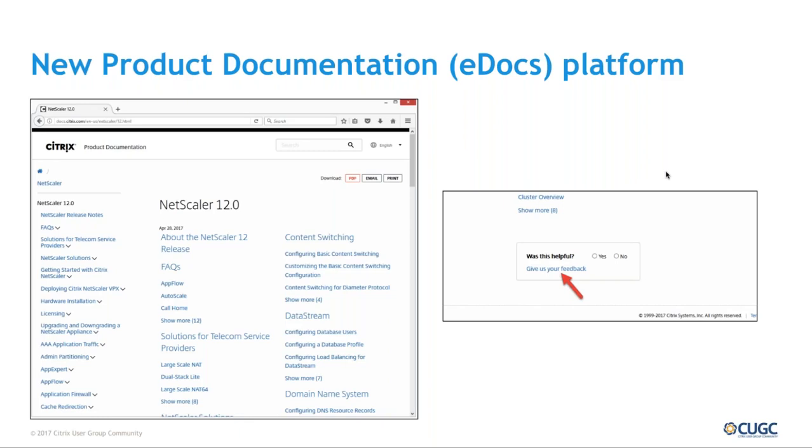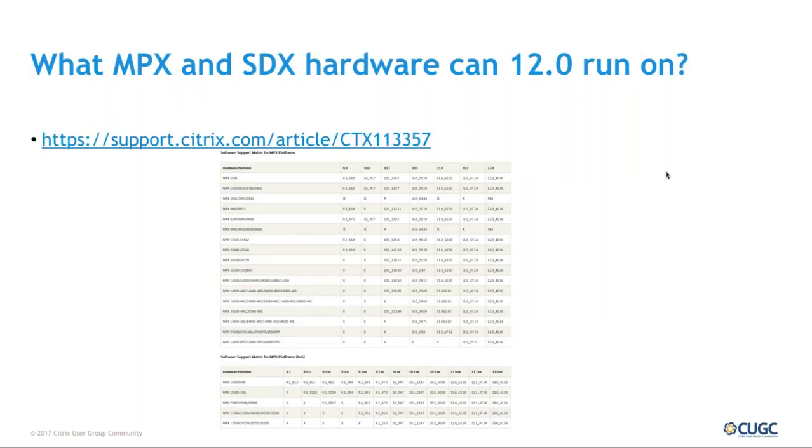Just to talk about it, there was a CTP, I believe it was Carl Webster, I don't remember who it was, but he put in a feedback item, and within like 10 minutes, he got a phone call from a manager at Citrix to discuss what he was talking about. So they are really paying attention to feedback around product documentation. Again, really take advantage of the option down there to give the team your feedback.